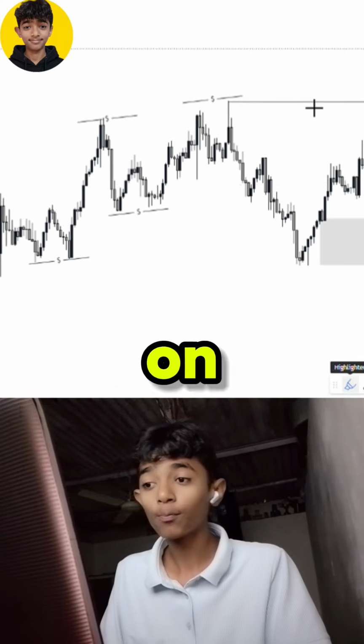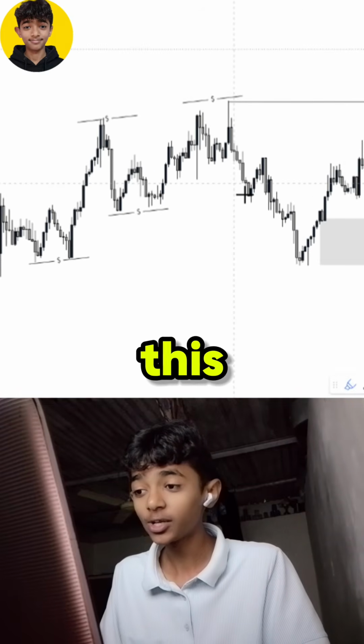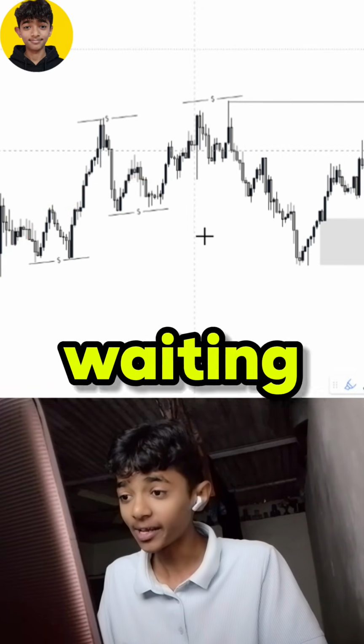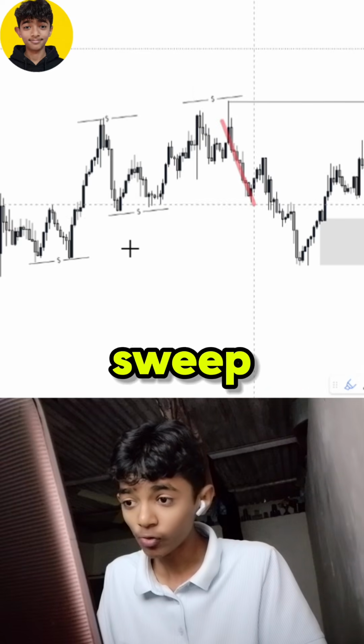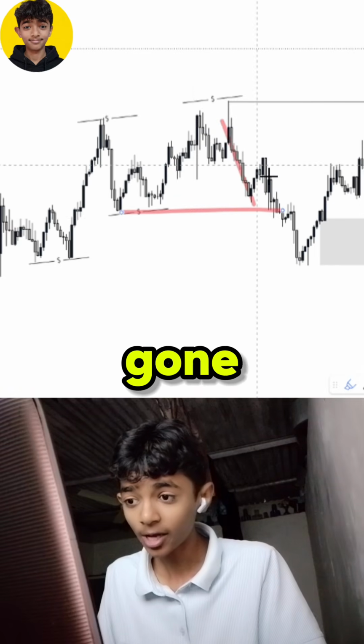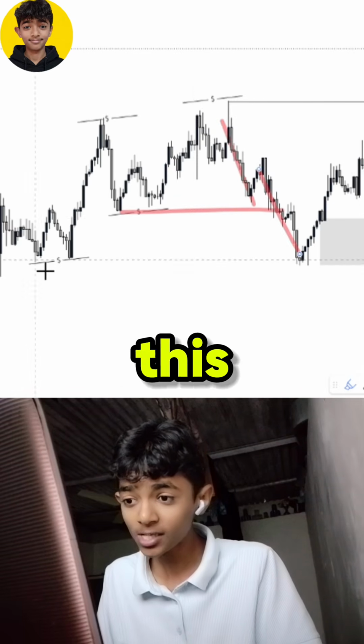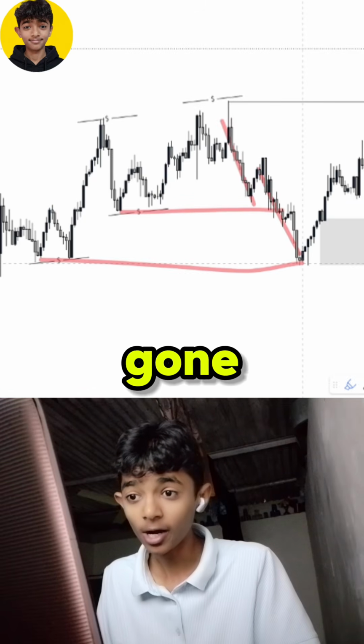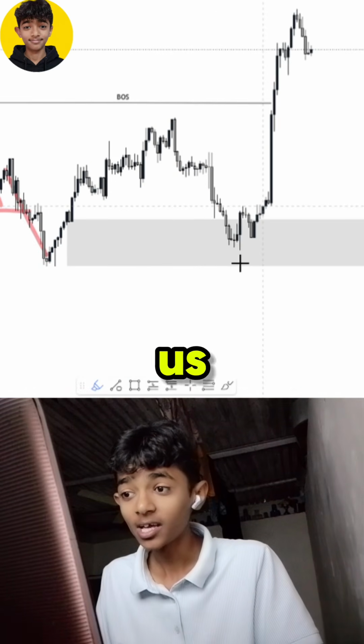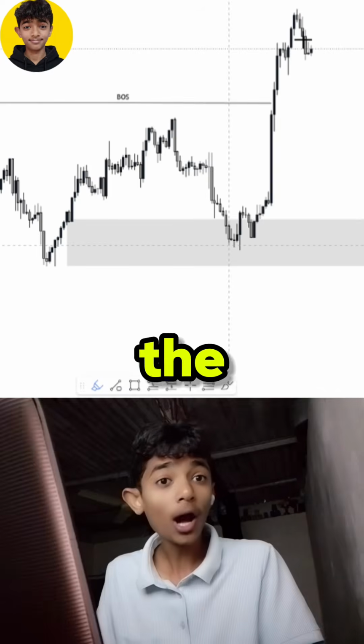So we are trading a bullish market, so we want this liquidity to get swept. So we are waiting, price came here, swept this liquidity, then went down, again swept this liquidity and then went up, and then gave us a bullish breakout structure to the upside.